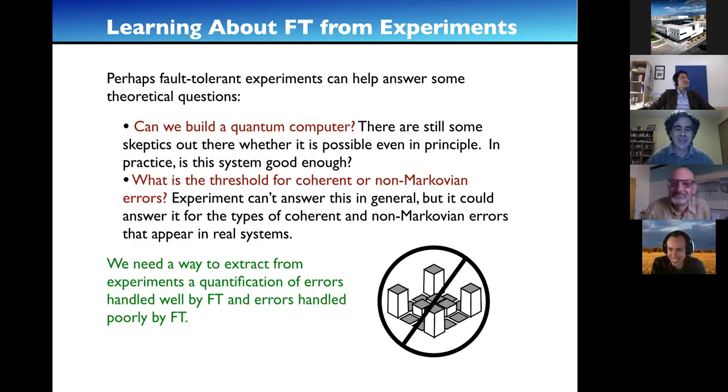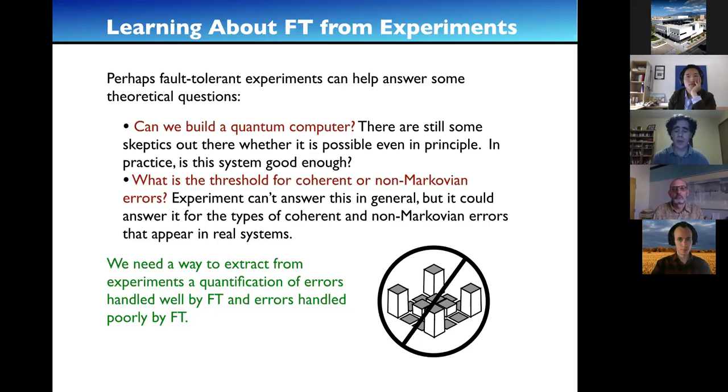Okay, so one thing that I would like to see coming out of these experiments is something more that will help us both guide how the experimental process should develop and help us understand as theorists how fault-tolerant protocols interact with real errors. And that's a way to extract from a fault-tolerant experiment a quantification of how much error in this experiment is handled well by the fault-tolerant protocol and how much is handled badly.